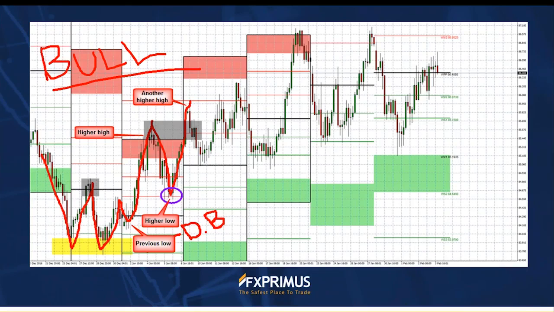So what we're going to do now, we're going to buy. Where are we going to buy from? Support. Okay, so where is support? What about role reversal like we did last time?